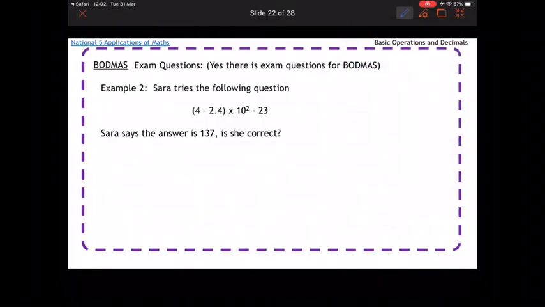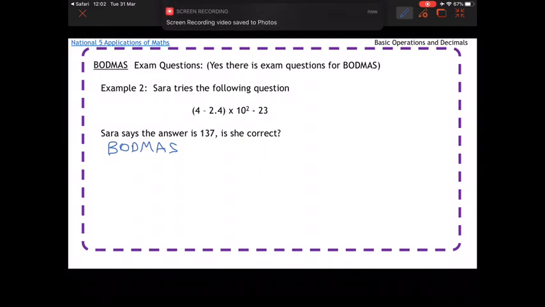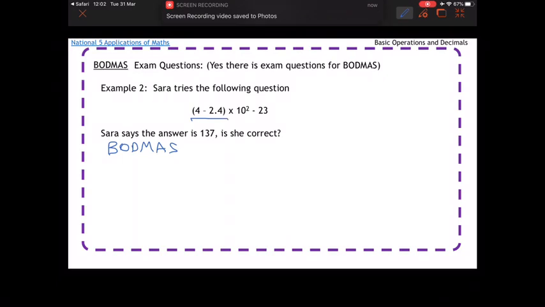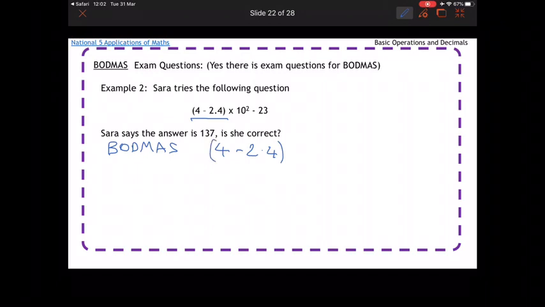Okay, really similar to the one before, just a bit trickier in this case. We've got a bracket there, we've got a squared number, and we've got a 23 as well. So we're going to start with the B for the bracket, which means we're going to do the 4 take away 2.4. What I'm going to do first is write it all out again, just to make it a little bit easier to communicate what I'm doing at each stage. So 4 minus 2.4 in brackets, times 10 squared, take away 23.